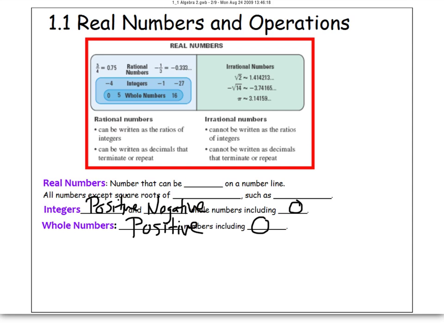So a real number is a number that can be put on a number line, and they're all numbers except square roots of negatives. An example might be the square root of negative 2. Those are imaginary numbers, and we're going to talk about those later on in the year.